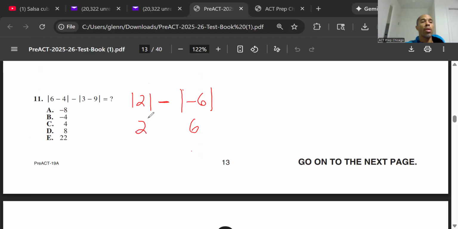Remember, absolute value either keeps a positive or changes a negative to a positive. If you take the absolute value of an individual value, it always comes out positive. But the subtraction sign is not in the absolute value, this one in the middle between the two. So we do 2 minus 6 and that gives us negative.